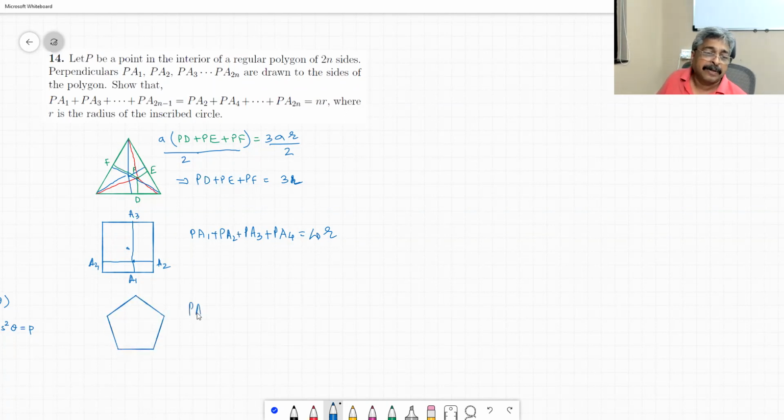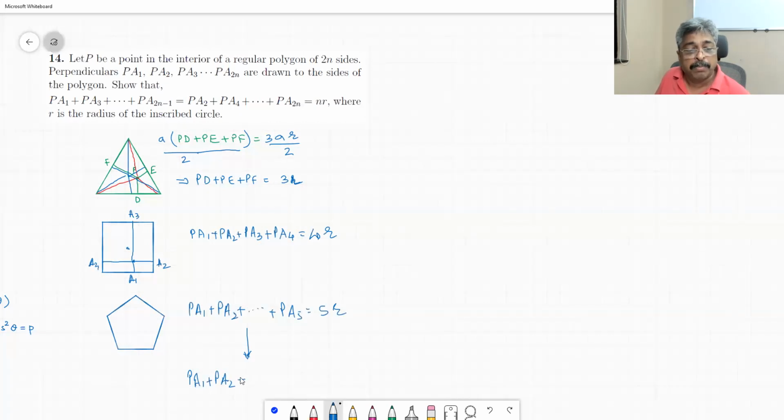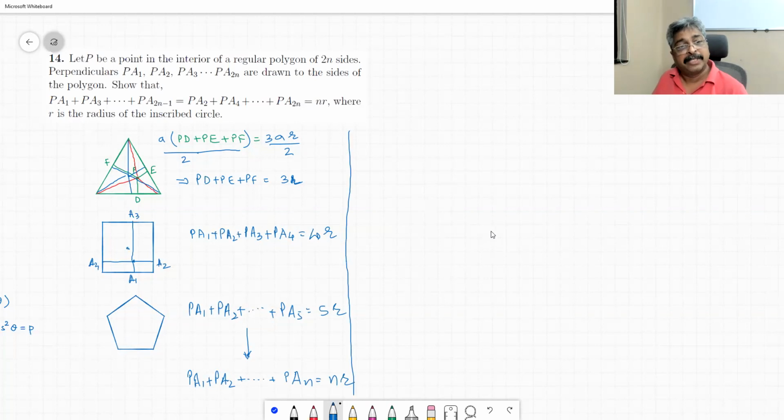So PA1 plus PA2 plus ... plus PA5 is equal to 5R. Now, by using the principle of mathematical induction, we can prove it for an n-sided regular polygon: PA1 plus PA2 plus dot dot dot plus PAn is equal to n times R. This is the first work that we would like to do, but this has nothing to do with our problem, because in our problem it is a regular polygon, but alternate sides are taken.